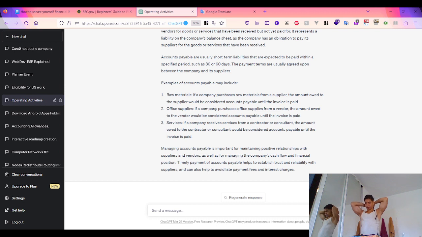So raw materials, if a company purchases raw material from a supplier, the amount owed to the supplier will be considered accounts payable until the invoice is paid. So raw materials, office supplies, and service.